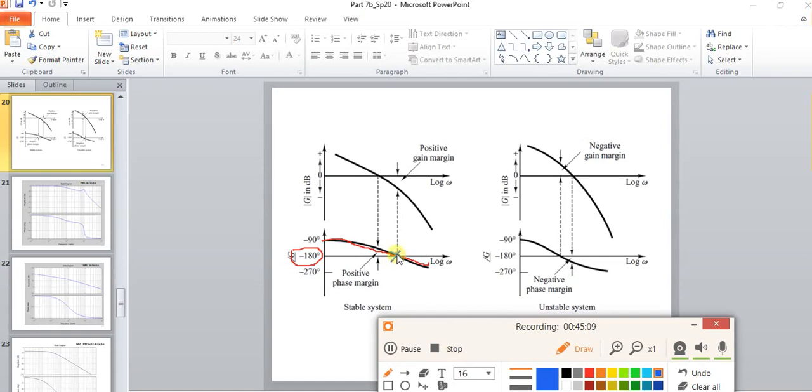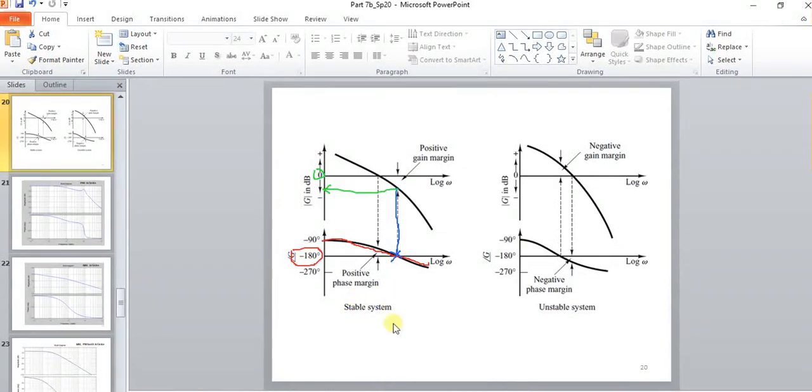Now from this point go straight till you reach the gain curve. See where you are reaching. Here you are now. At this point, what is the gain? The gain is below 0 because 0 dB gain is here and your gain is here. Since you are below 0, the gain margin is positive, which indicates a stable system.